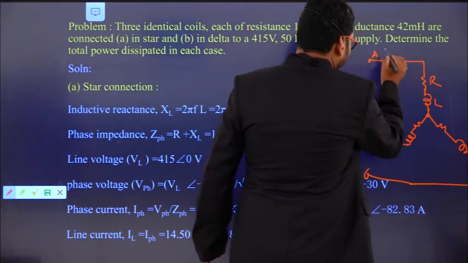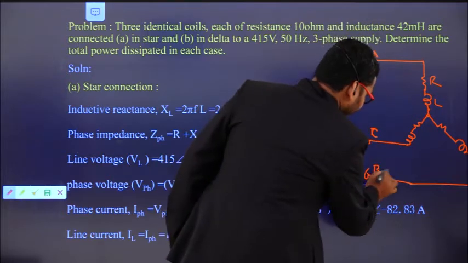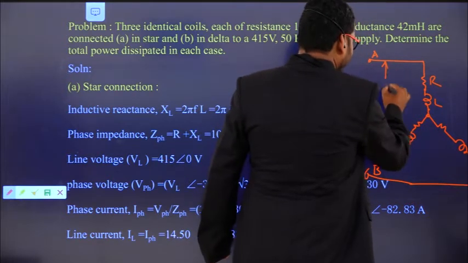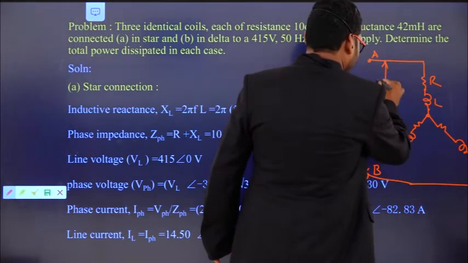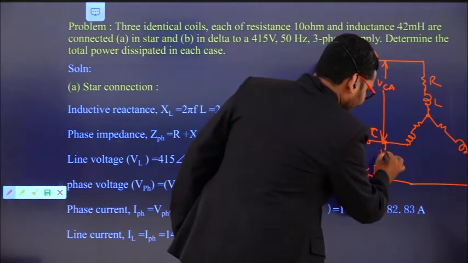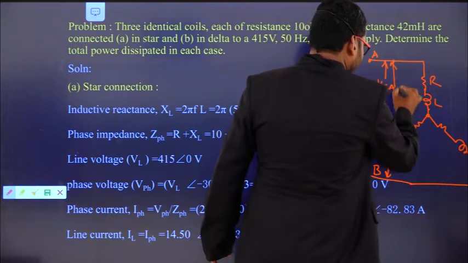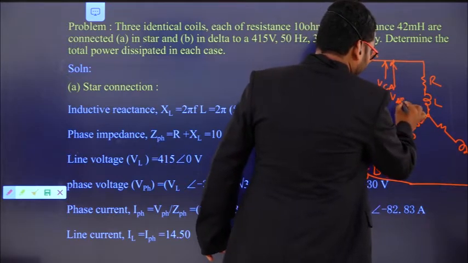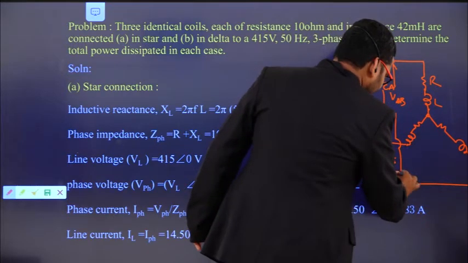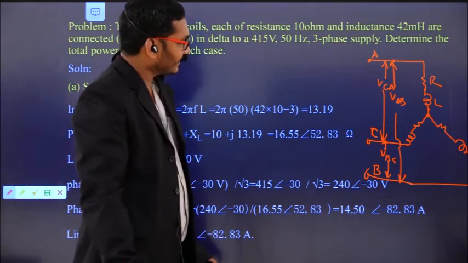so this is A phase, C phase, B phase. Okay, say this is VCA, say this is VBC, this one is VAB. Okay, these are the line voltages. VAB, VBC, VCA are the line voltages.